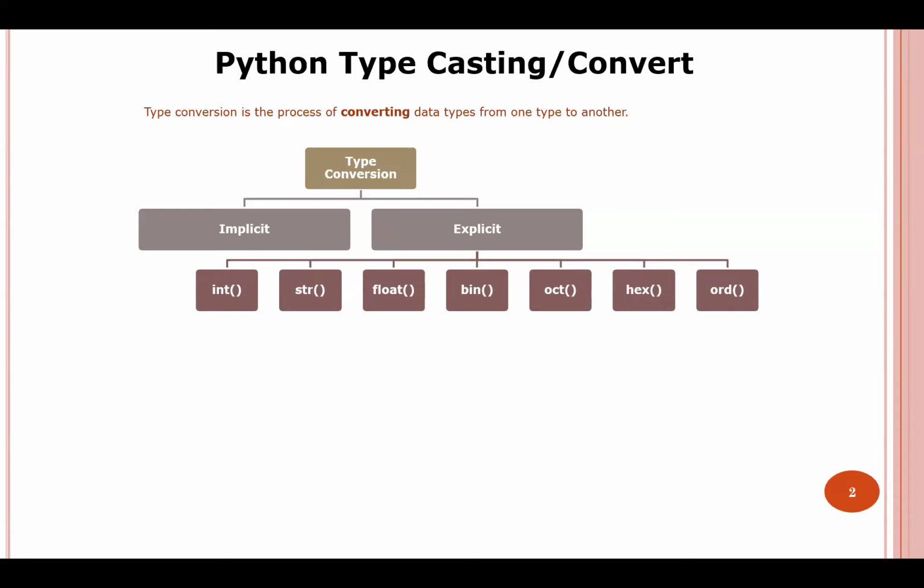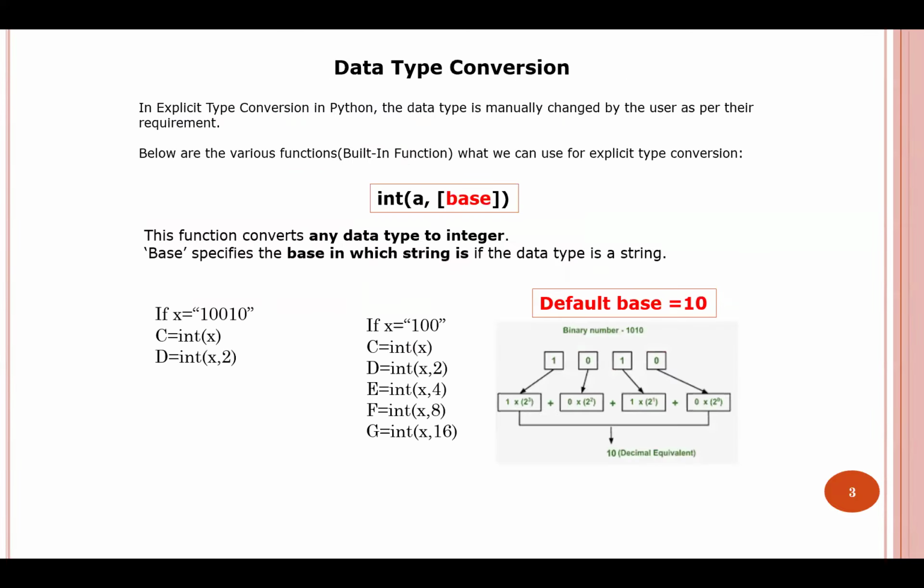So as we already know, we have two types of conversion: implicit conversion and explicit conversion. Implicit conversion is taken care of by Python itself, so we do not need to bother about it. And explicit conversion we do with the help of some formulas or some functions. So here we have some functions and how we will use them.